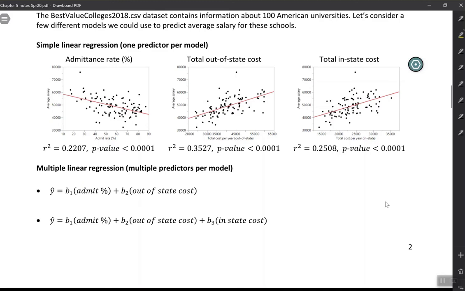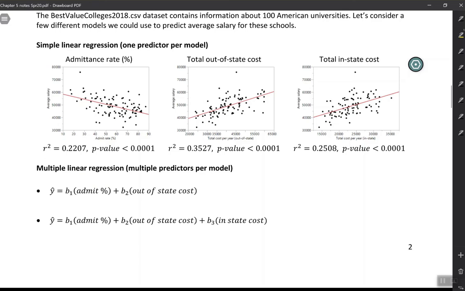So let's say that we were interested in predicting how much people are going to make when they get out of school. So we're predicting average salary. That's our response variable. We could consider a couple of different simple linear regression models. Each of these has only one predictor in it. So if we just use admittance rate, that explains 22% of the variability in average salary, highly significant, doesn't seem to be due to chance.